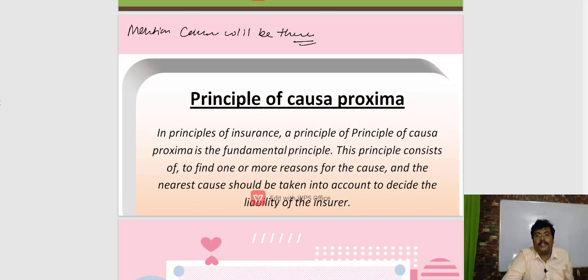A mentioned cause means what? Very simple. Suppose we take fire insurance: when the goods are damaged by fire only, then only the insurance company will pay you the amount. If you take marine insurance, it means water damage, so when the goods are damaged by water only, then you will get the insurance. The principle of causa proxima says that the insurance company will pay only when the reason is already mentioned in the contract. The reason for damage should be the same as the one mentioned in the contract, then only will you get compensation for the losses.